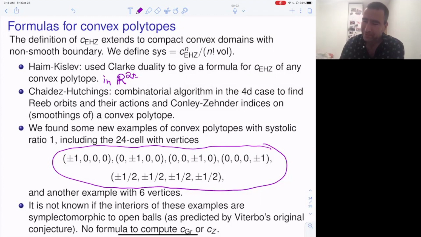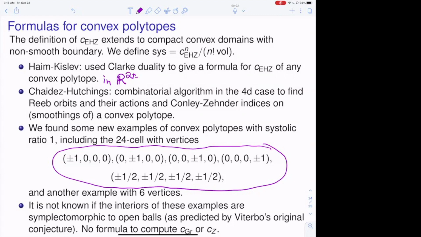Michael, I was wondering if you have some ideas about how to approach the question of whether every convex domain is symplectomorphic to a toric domain. Do you think that's likely to be true?